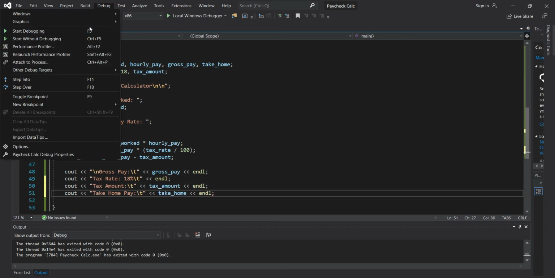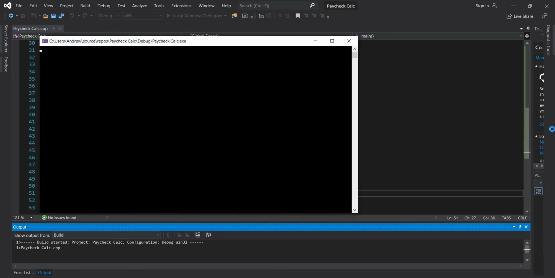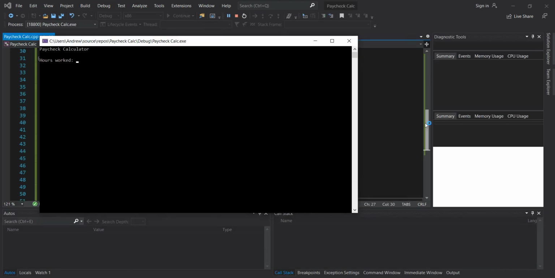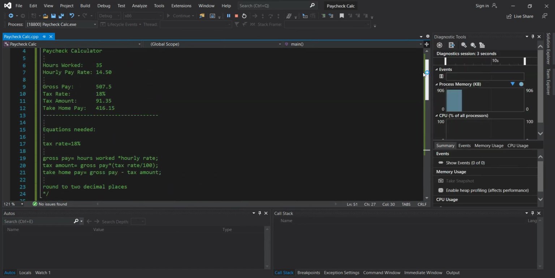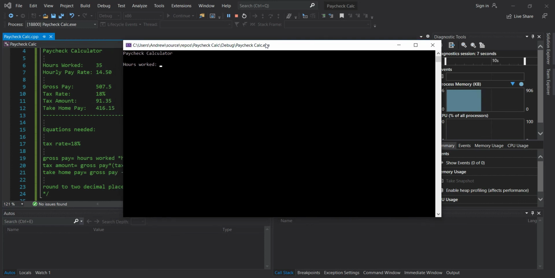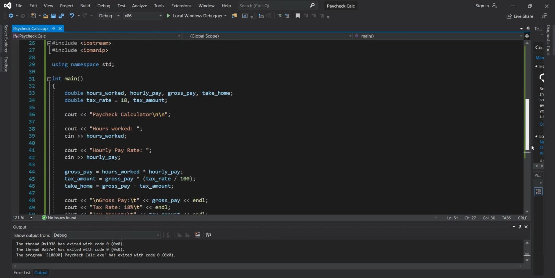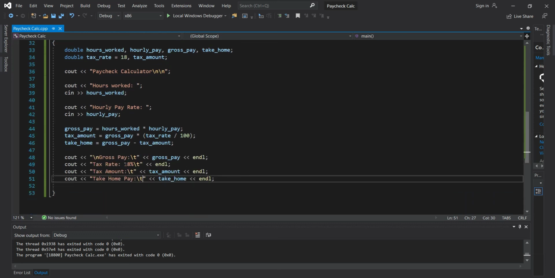Alright, let's try that one more time. Start debugging it. Let's try one more time. So the hours worked is 35, 14.50. So we have our 507.5, 18%, 91.35, and 416.15. This tab key should be over here.